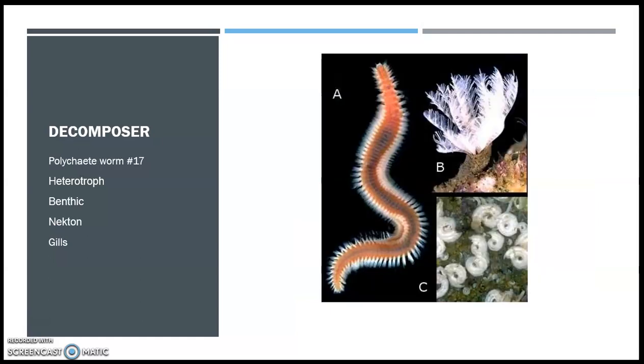Alright. And then this is a decomposer. It's called a polychaete worm. It's a heterotroph. It eats parts of other animals that have died. They're carnivores and feed on mollusks, crustaceans, and polychaete fragments, which means that cannibalism isn't uncommon between these worms. They also have gills to help with gas exchange.